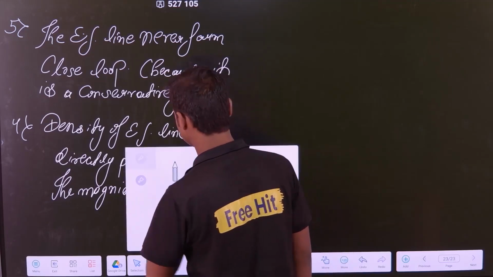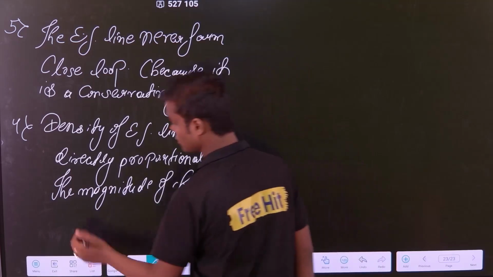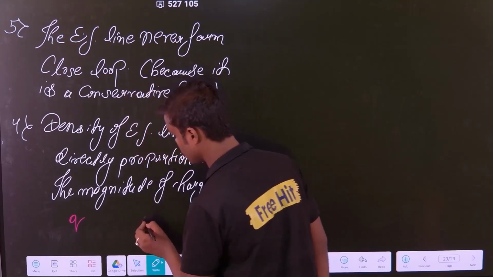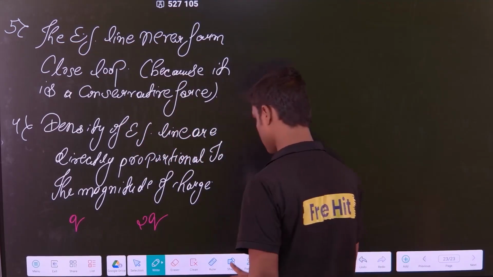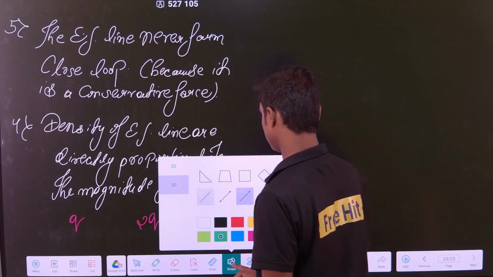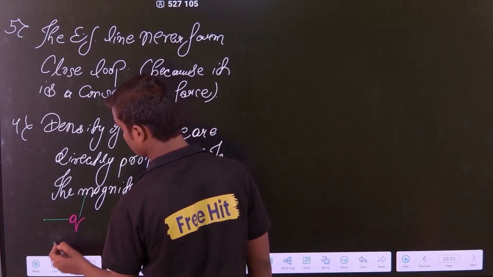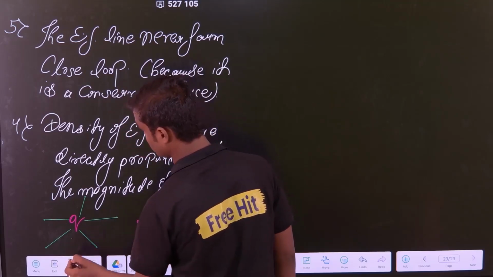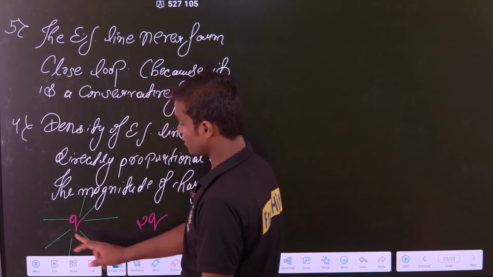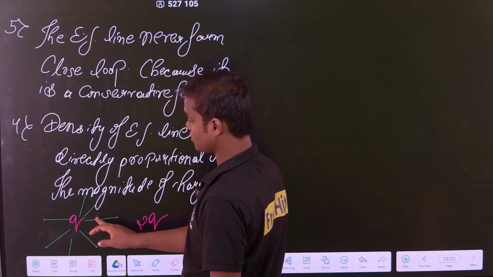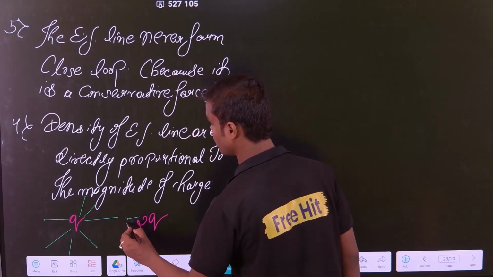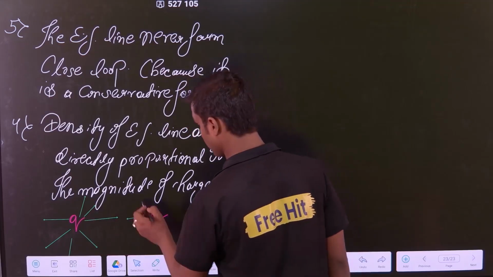What I am trying to say is, suppose there is a charge q and there is a charge 2q. Suppose the field lines from here are, so how many field lines? 1 2 3 4 5 6 7 field lines. So from here how many field lines you will get? 7 from here.